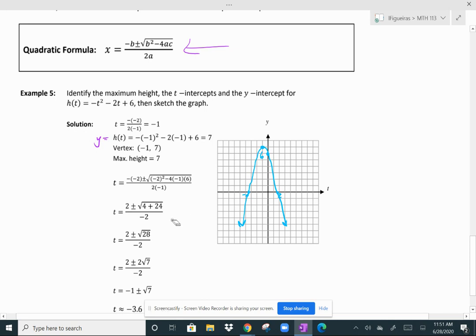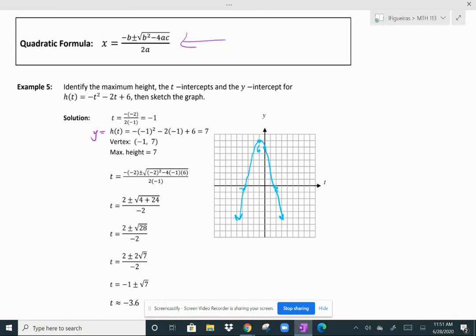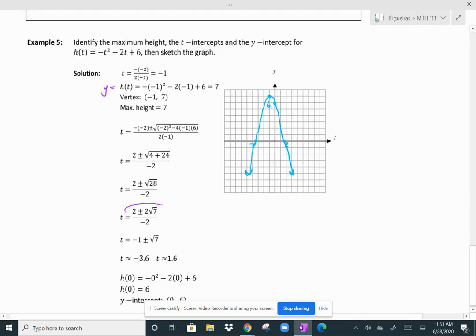All right, so we have to add the 4 and the 24, so that gives me root 28. But 28 can be rewritten as 4 times 7. So the square root of 4 is 2. That comes out, and the 7 stays on the inside. So I'm left with 2 plus or minus 2 root 7 over -2. But both of these 2's are divisible by -2. So that gives me -1 plus or minus root 7.